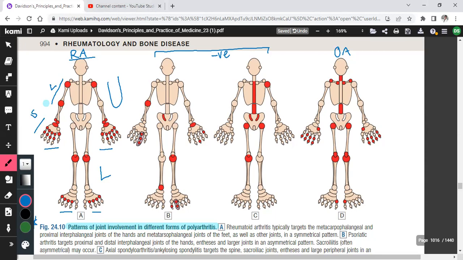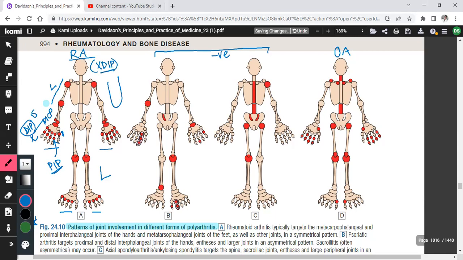Among the joints, there are a few that are more involved than the others, such as the PIP and MCP joints. This is the MCP joint, and this is the proximal interphalangeal, or PIP, joint. And interestingly, it does not involve the DIP. RA, no involvement of DIP, very high yield.